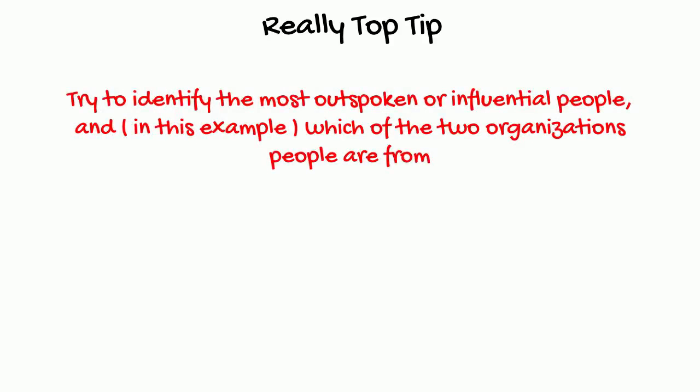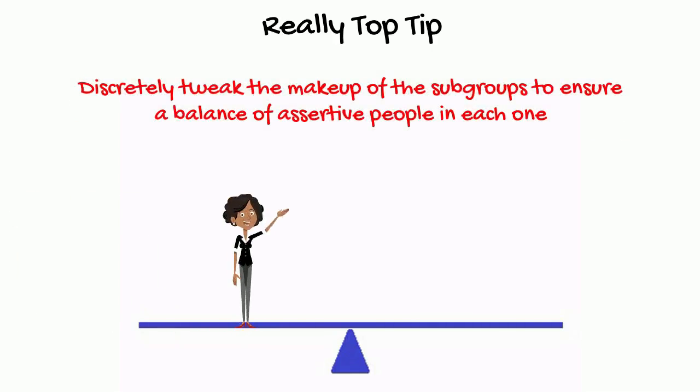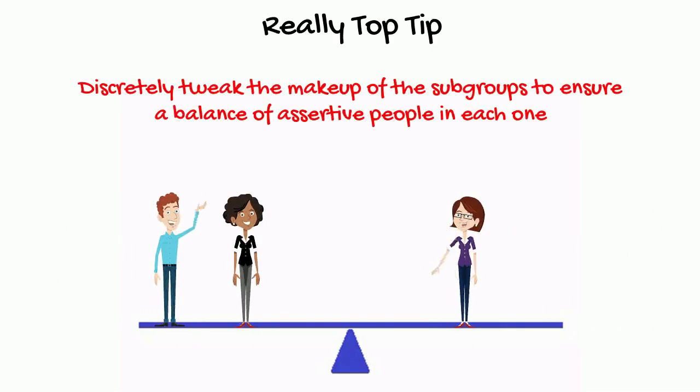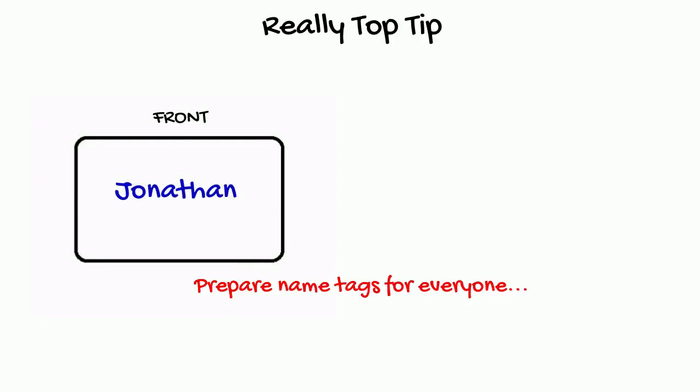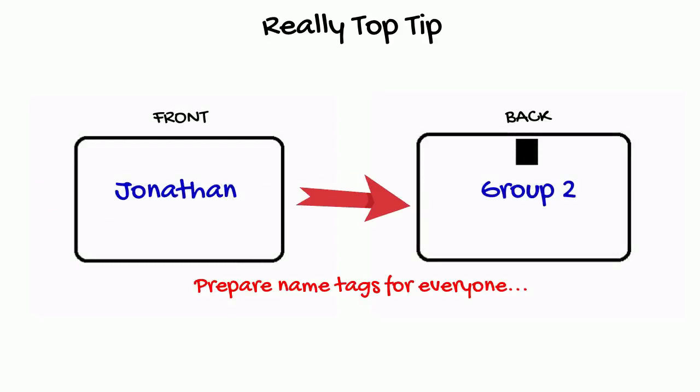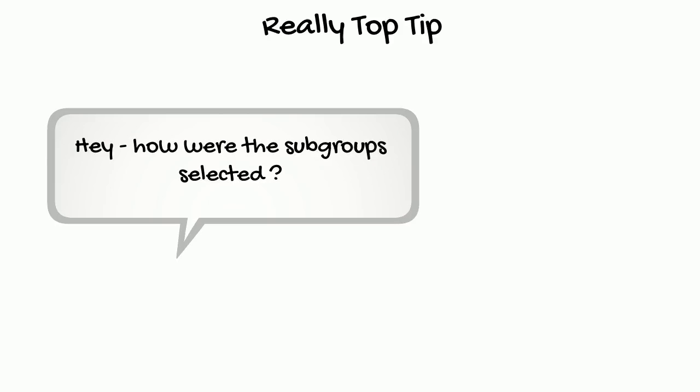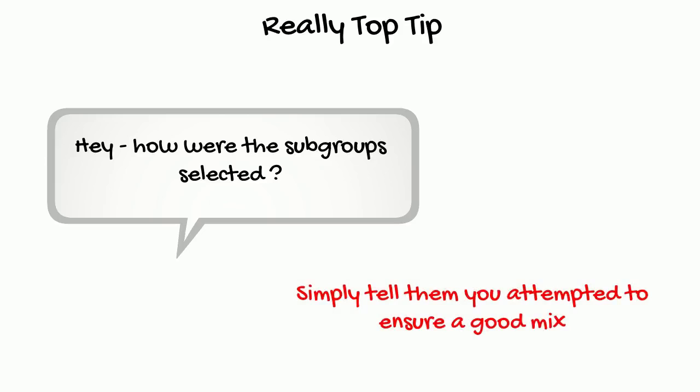Here's a really top tip. Try to identify the most outspoken or influential people, and in this example, which of the 2 organisations people are from before you implement the design. This is so you can discreetly tweak the makeup of the subgroups to ensure a balance of assertive people in each one. One good way of doing this would be to prepare name tags for everyone and print their subgroup numbers on the back. If they ask how the subgroups were selected, simply tell them that you attempted to ensure a good mix.